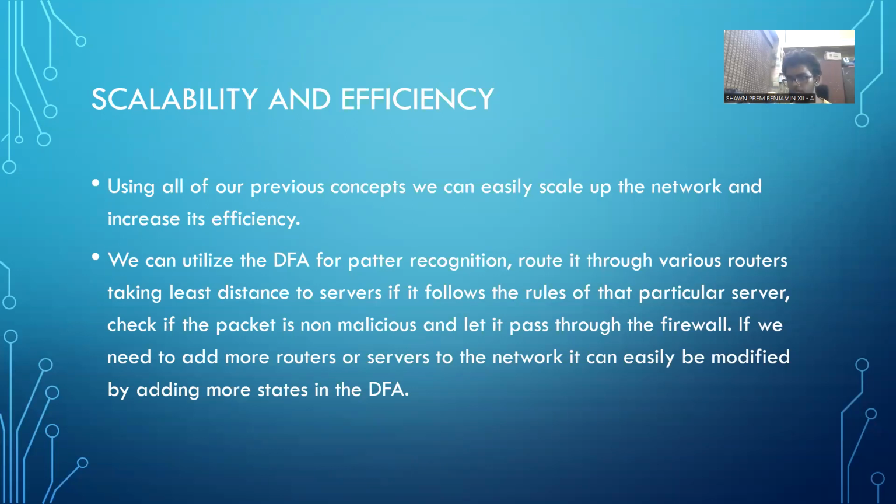Now, when we make a network, we may plan to scale it up. That is, add more users into the network, or maybe add another separate network entirely, or more routers. Here, using all the previous concepts, we can easily scale up the network and increase its efficiency. Since the DFA already has pattern recognition, it can choose which routers it needs to go through. It can check its firewall and SPI firewall protocols. We can use it easily to expand and make it more efficient.